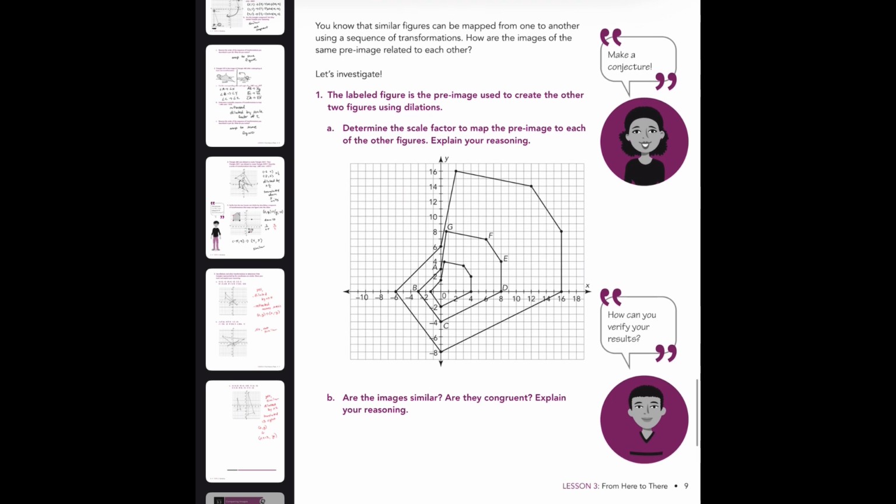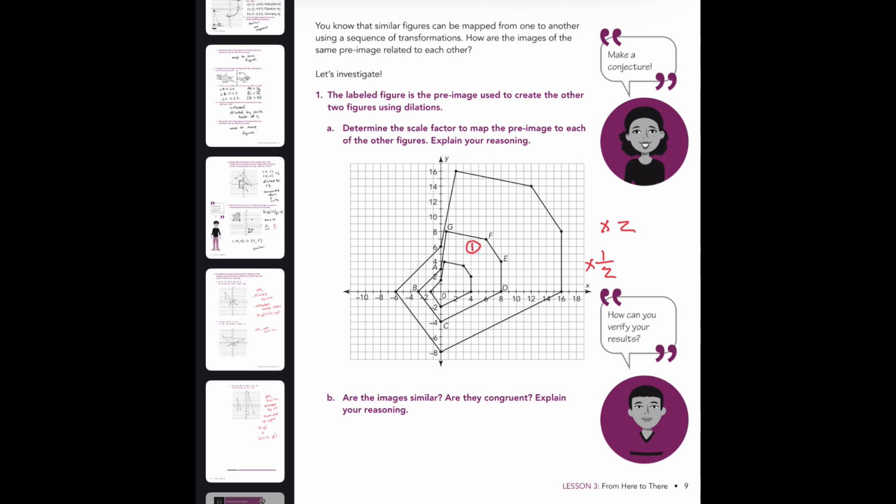All right, a little more comparing images here. It says the labeled figure is the pre-image to create the other 2 figures from the dilation, determine the scale factor, and map each one. Okay, so if you test those, again, I'm gonna let you try to pause it and test your hypothesis on your scale factor to compare the figures. And you should find that from the original figure, which is like that medium-sized one, to get to the bigger one, it was a scale factor of ×2. To get to the smaller one, it's a scale factor of ×1/2. So pick out your points there, test that, make sure you can match up the points using those scale factors.